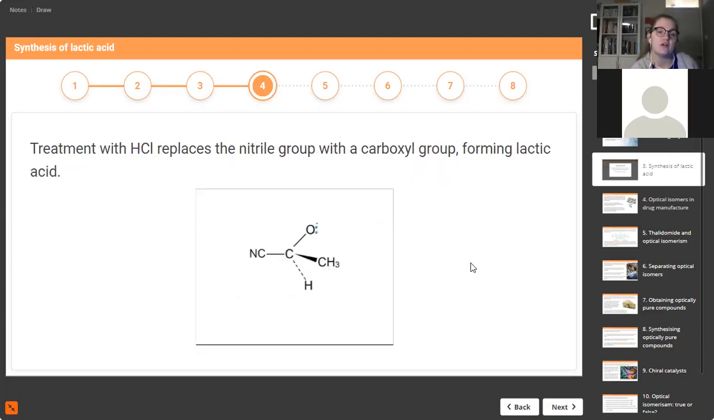If we treat it with hydrochloric acid, that replaces the nitrile group with a carboxyl group, and it forms lactic acid.